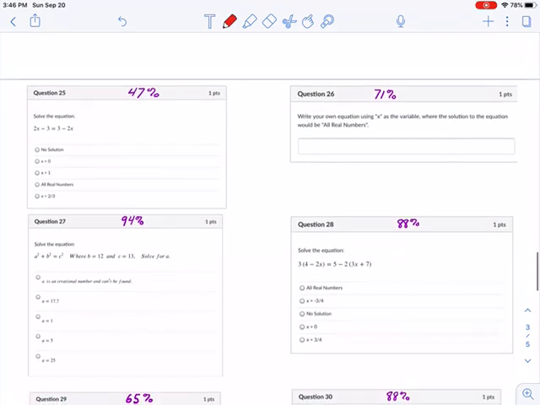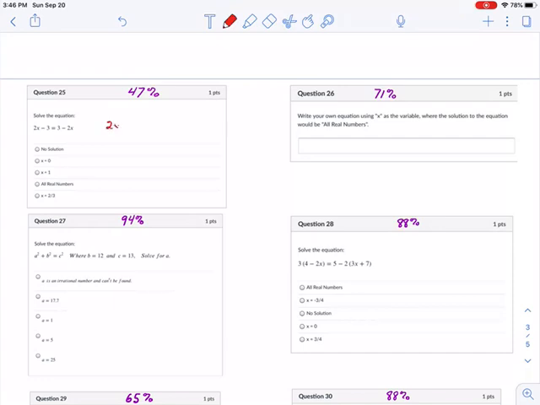Okay. Ooh, number 25. 47% of us got this correct. Solve the equation. I'm guessing a lot of you just mentally solved the equation without writing down the work. 2x minus 3 equals 3 minus 2x. See, those 2x's and 3's don't cancel out.